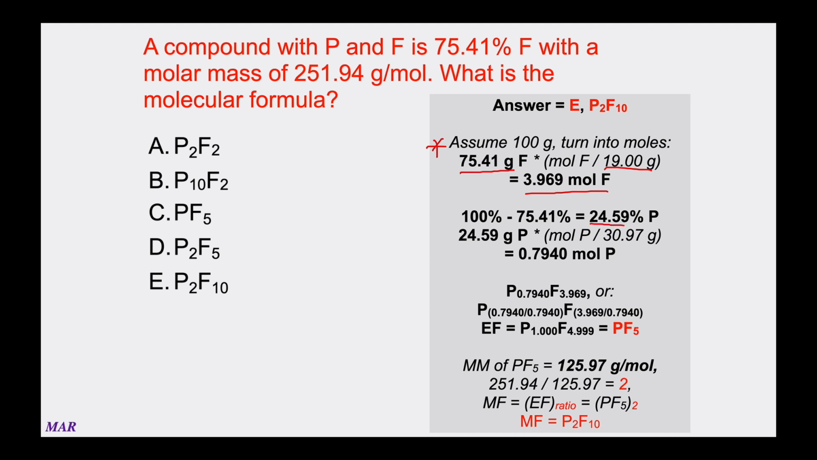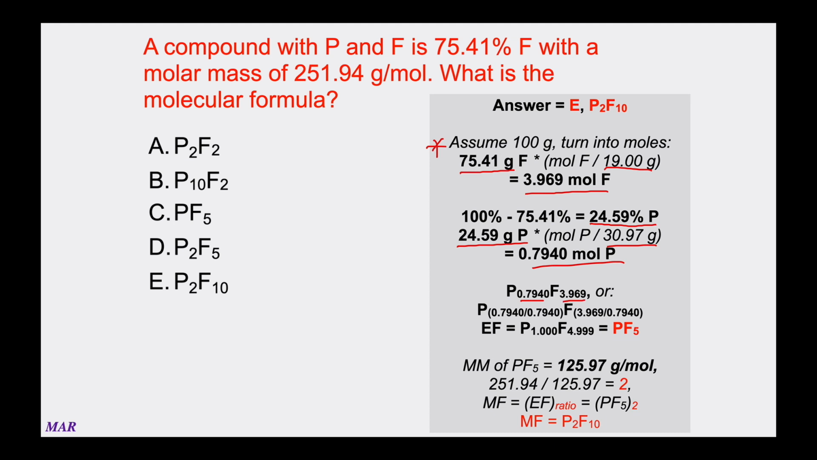Now, percent phosphorus wasn't given explicitly, but it's easy to find. 100% minus percent F equals percent P. There's only two elements here, so it's 24.59%. And in 100 grams, that would be 24.59 grams of phosphorus. Turning it into moles, using the molar mass there of P, 0.794 moles. So we have a formula, but it's really ugly. 0.7940 moles of phosphorus for every 3.969 moles of fluorine.